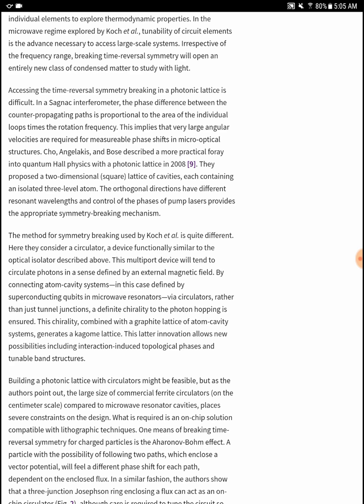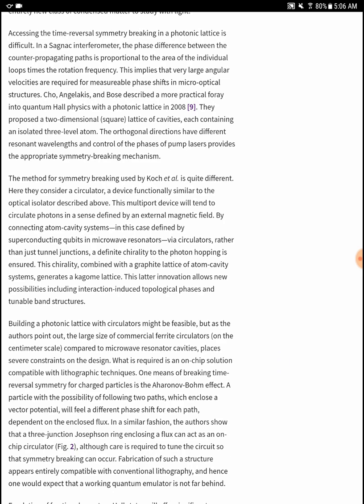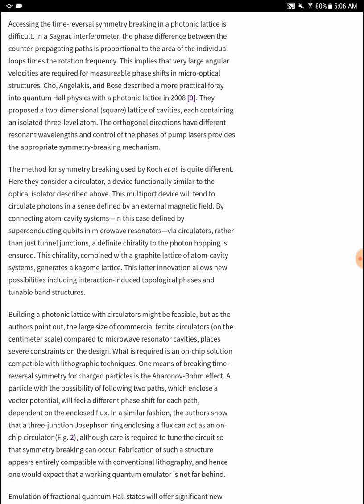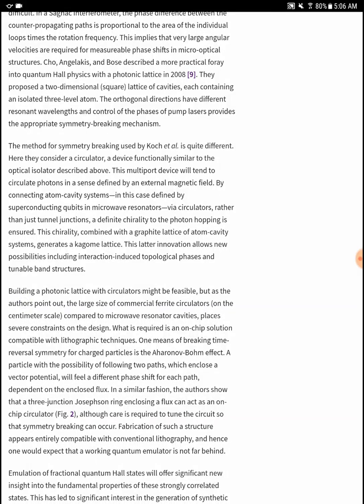Irrespective of the frequency range, breaking time reversal symmetry will open an entirely new class of condensed matter to study with light. Accessing time reversal symmetry breaking in a photonic lattice is difficult. In a Sagnac interferometer, the phase difference between the counter-propagating paths is proportional to the area of the individual loops times the rotation frequency. This implies that very large angular velocities are required for measurable phase shifts in micro-optical structures.